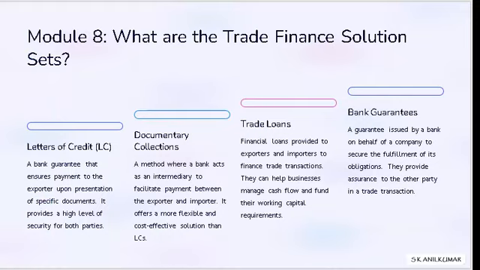In module 8, we talk about trade finance solution sets. What are the different instruments that are available from a bank to a buyer or a seller to manage the trade finance risks? One is letters of credit. This ensures payment to the exporter upon presentation of specific documents. Documentary collections: the documents are presented by the bank to the importer asking for payment in return or acceptance in return. Then come trade loans, where loans are provided to the exporter and importer to finance their trade transaction based on the underlying trade, based on cost of purchase or cost of goods sold, finance is made available.